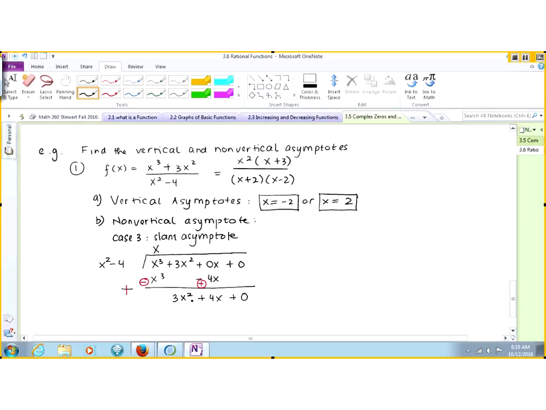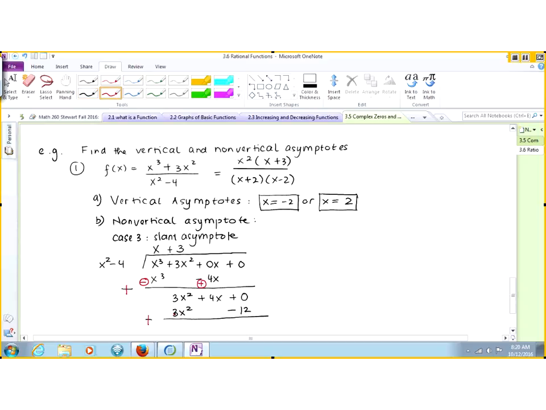Okay, what do I do now? So divide 3x squared by x squared. So that is plus 3. Okay. 3 times x squared minus 4, 3x squared minus 12. And then we subtract.